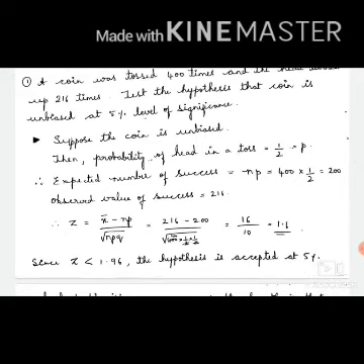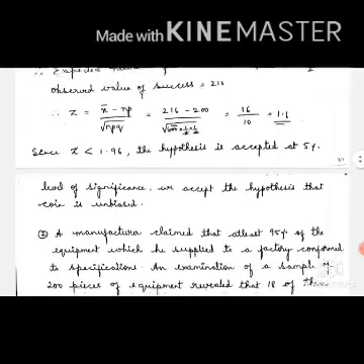Substituting the above values here, we get it as 1.6, and we observe that 1.6 is strictly less than 1.96, therefore it falls in the acceptance region. The z-score falls in the acceptance region, therefore we accept the hypothesis that the coin is unbiased.